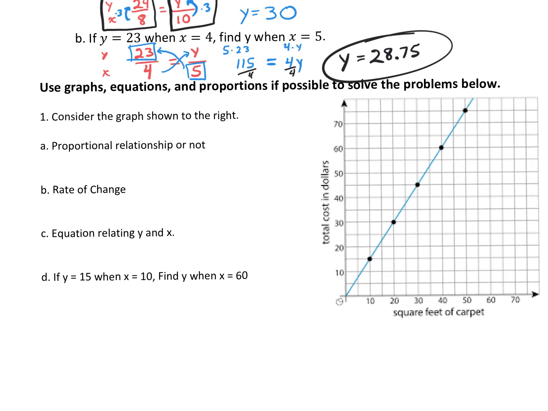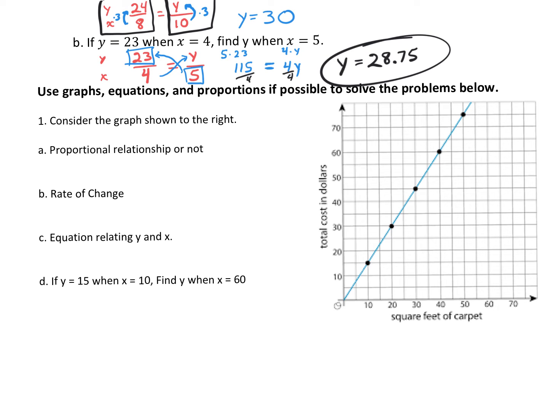So on this graph, we have to tell if it's proportional or not. So one thing you want to look at is, does the graph go through the origin? Yes, it does. So we're going to say that it is proportional. Now it also has to be a straight line, which it is. The rate of change you already know how to find. Just don't get it upside down. Rate of change, the change in y over the change in x. Don't forget to use the scale.